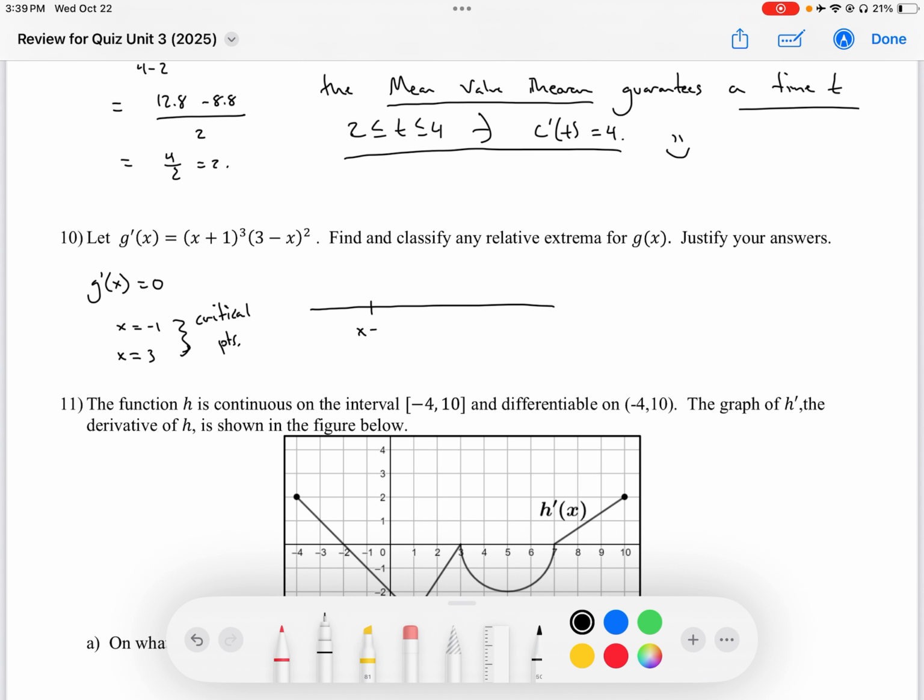So here's x equals -1. Here's x equals 3. I need to pick some test values on the intervals between these critical points. So I'm going to choose -2, 0, and 4. It doesn't matter what you choose as long as it's in those intervals, but I like to choose small things, and 0 is always an easy number to plug in. So g prime, if I plug -2 into g prime, I get a negative times a positive, which is a negative.